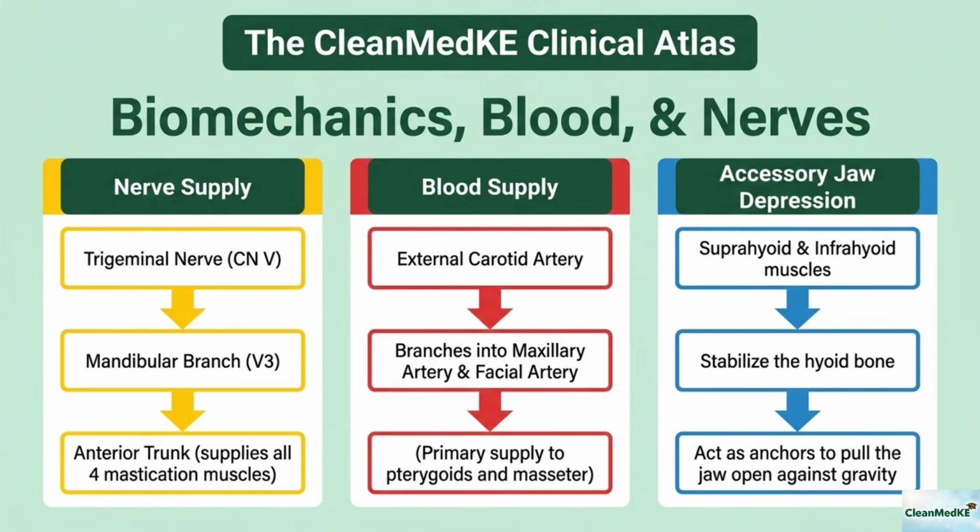Let's review the plumbing and wiring. All four mastication muscles are innervated by the anterior trunk of the mandibular nerve, CN V3. Their blood supply comes from the external carotid artery, branching into the maxillary and facial arteries. While the lateral pterygoid initiates opening, the suprahyoid and infrahyoid muscles act as accessories, stabilizing the hyoid bone to pull the jaw wide open against gravity.